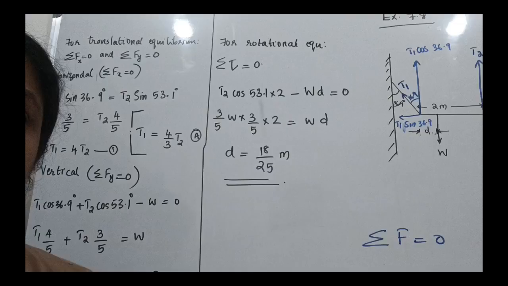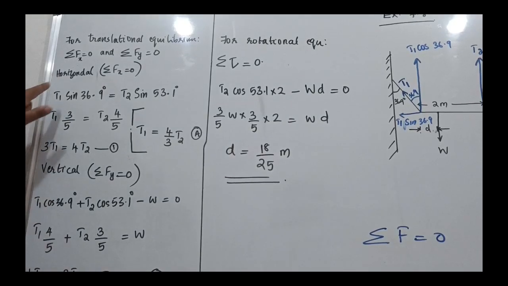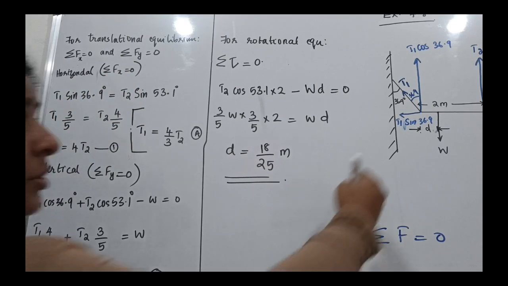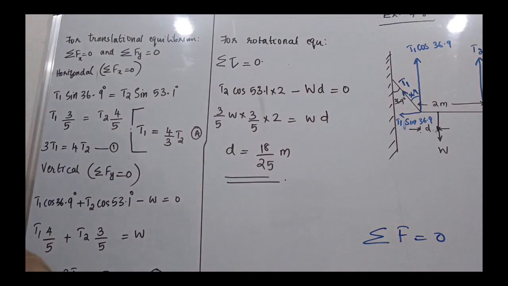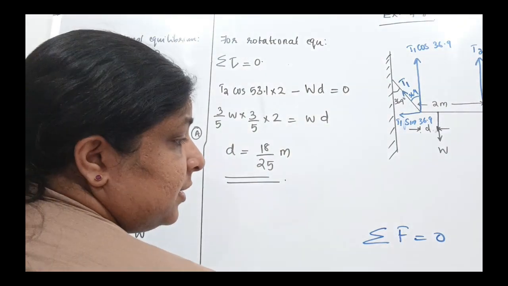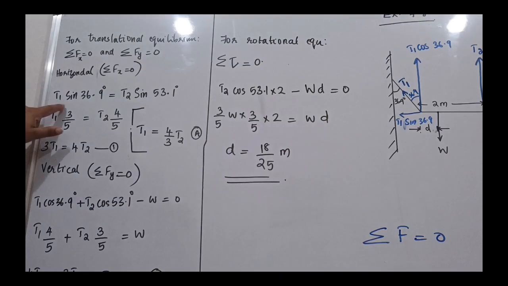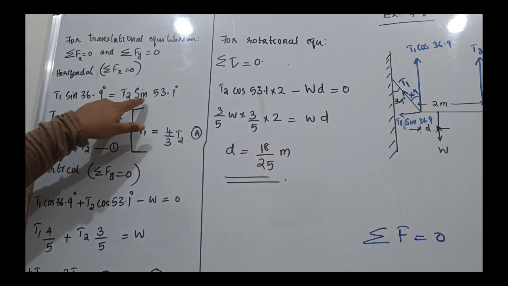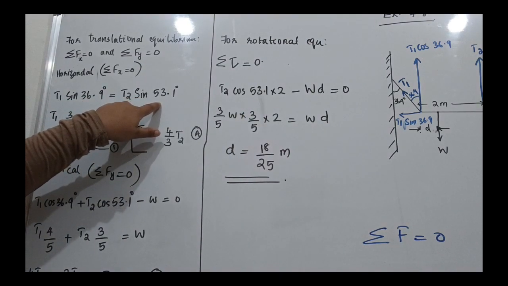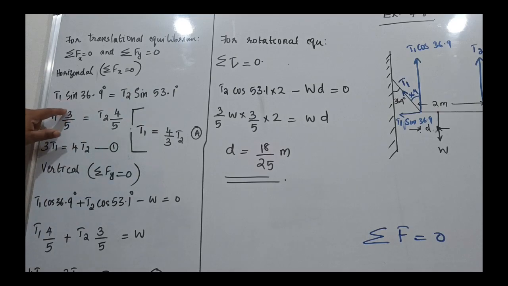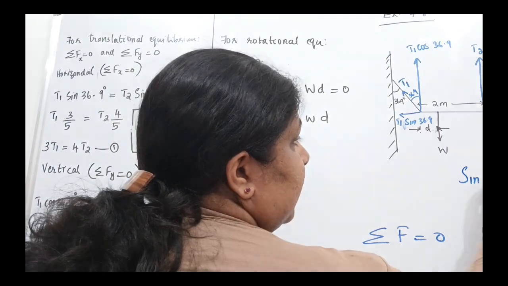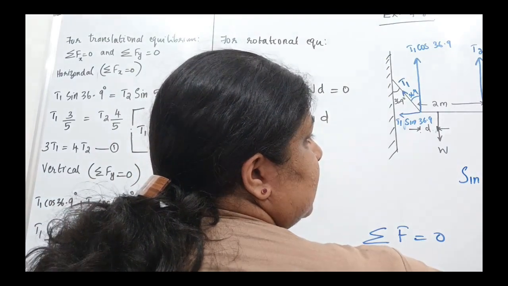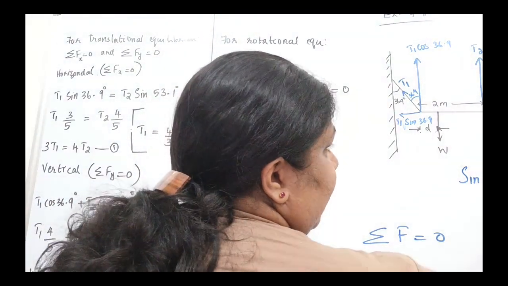Sum of all forces in the horizontal direction, that is all the forces on the left side will be equal to all forces on the right side. So I just equated T1 sin 36.9 is equal to T2 sin 53.1. Now sin 36.9, that will be given for you. Sin 36.9, you can take it as 3 by 5.